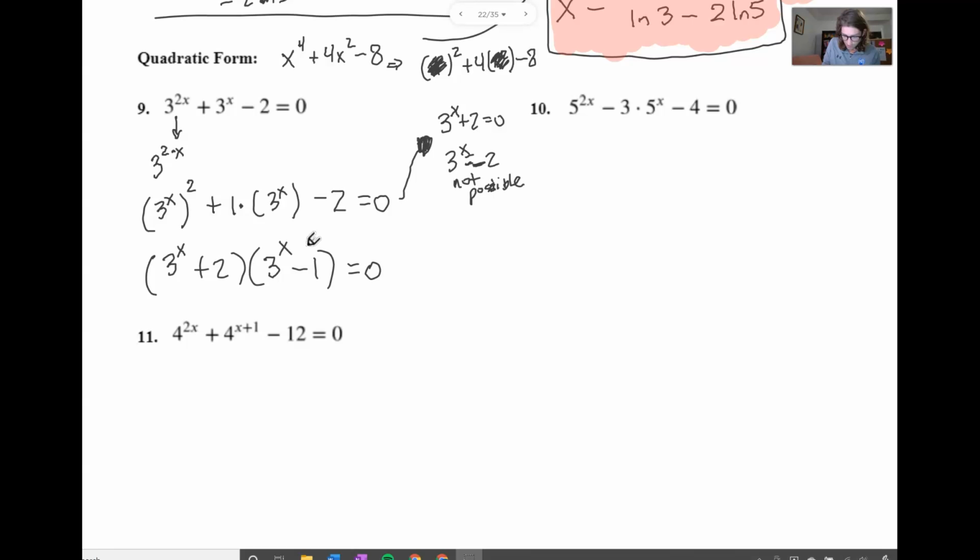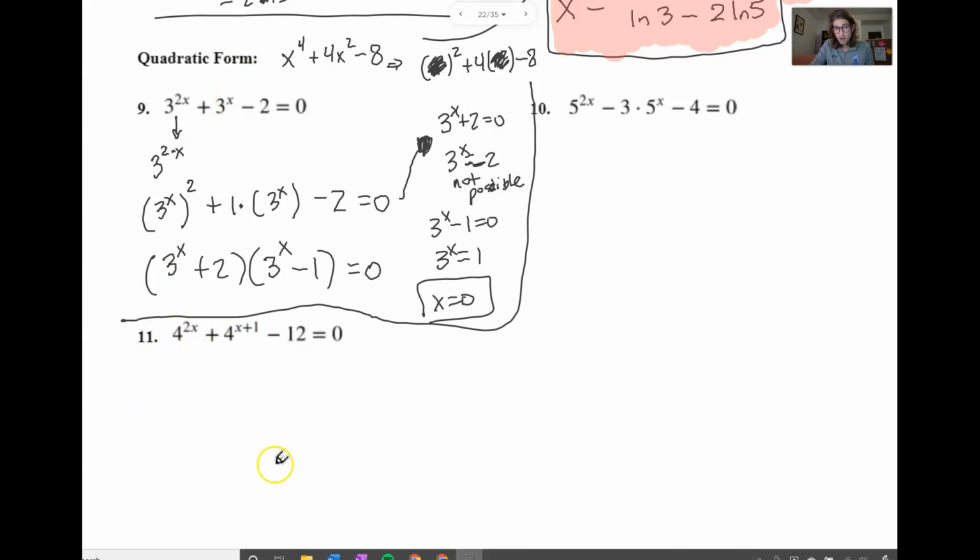Raising 3 to a power, you'll never get a negative number. But if we have 3 to the x minus 1 equals 0, 3 to the x equals 1, the x that makes that work is 0. So our solution to number 9 is just 0.